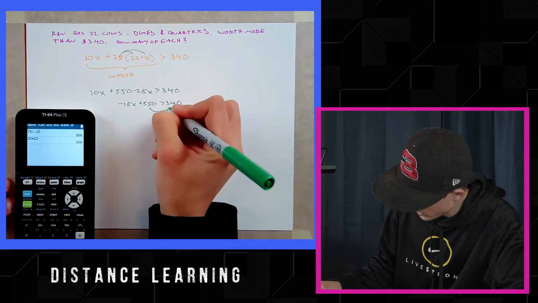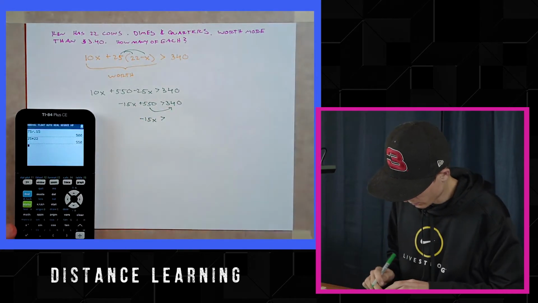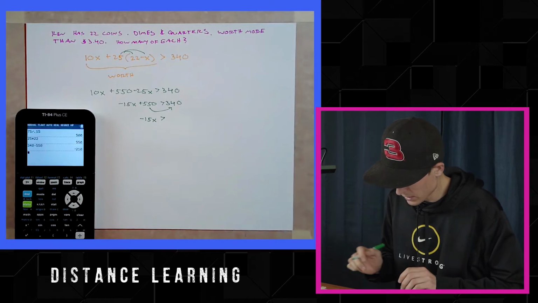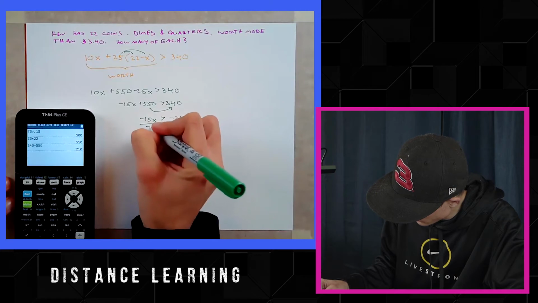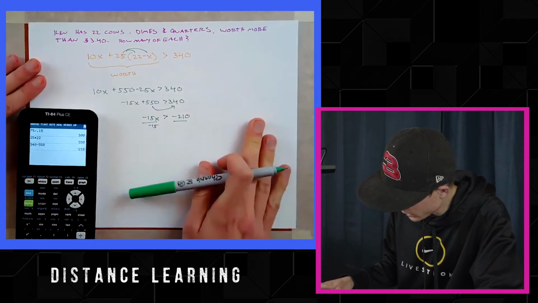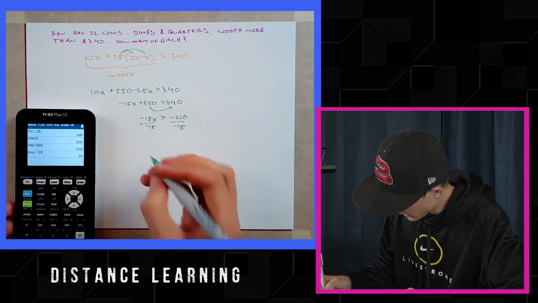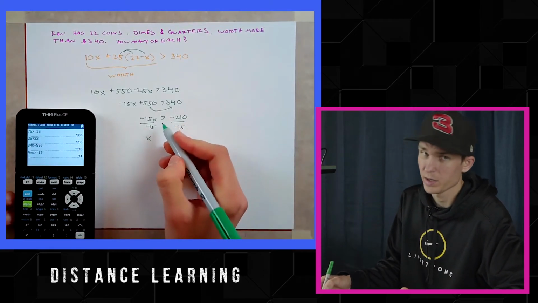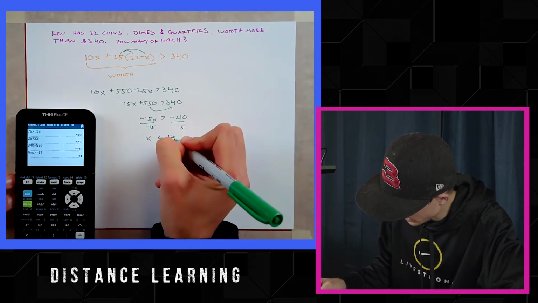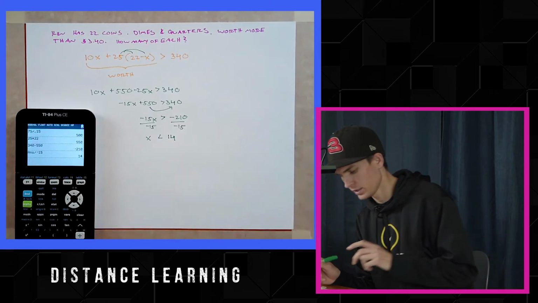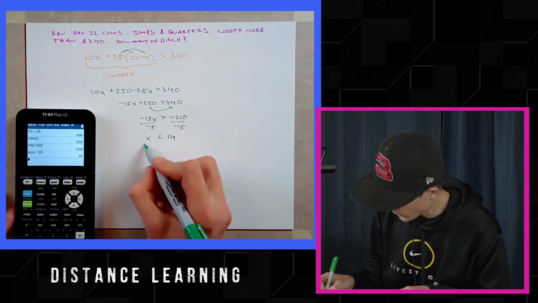I'm going to move this over so I can have the x part by itself. 340 minus 550 is negative 210. Divide by negative 15. And you get x. Remember, I divided by a negative, so I have to flip the sign. x is less than 14. Jeez, English.